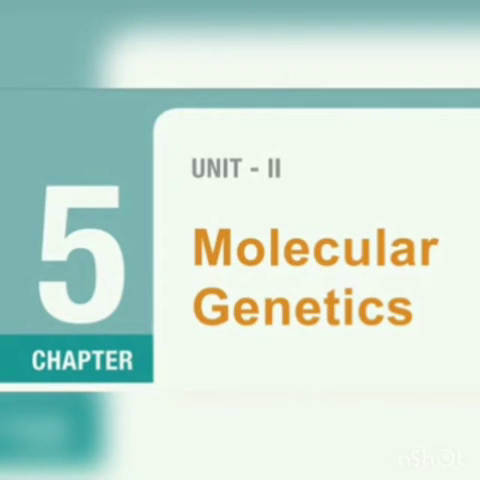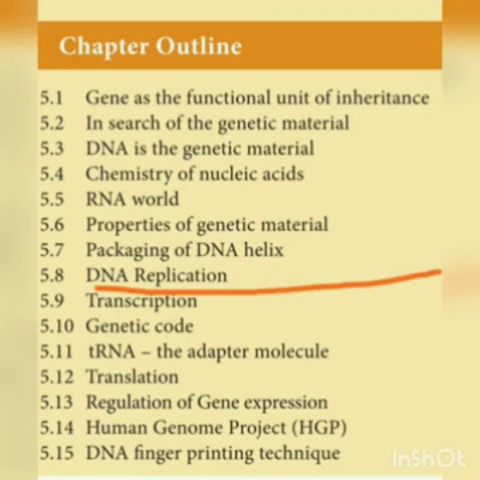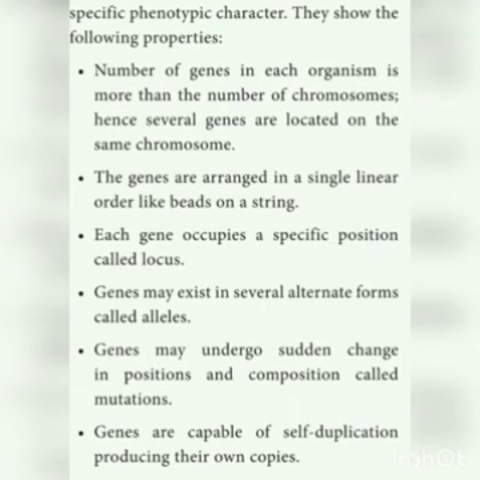In the 5th lesson, molecular genetics, first you have to read the properties of genes, on page number 69. So what are the various properties of genes? Several genes are located in the same chromosome. They are arranged in a linear fashion. They occupy a specific position. They give several alternative forms. And then they may undergo sudden change, that means mutation. They are capable of self-duplication. These are some of the properties of genes.